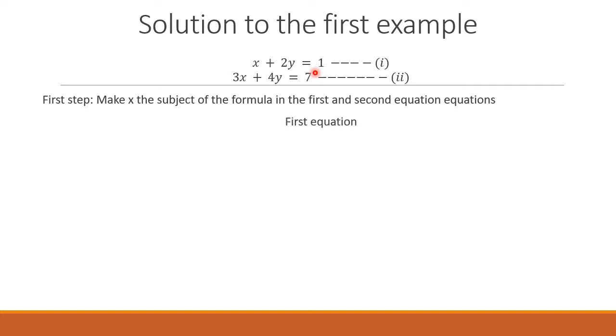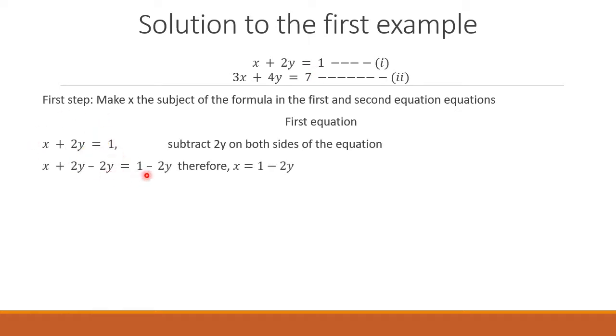So let us check it. In the first equation, we are going to subtract 2y from both sides. If we subtract 2y from both sides, we will have x plus 2y minus 2y is equal to 1 minus 2y. Therefore, x is equal to 1 minus 2y. That's for the first equation.